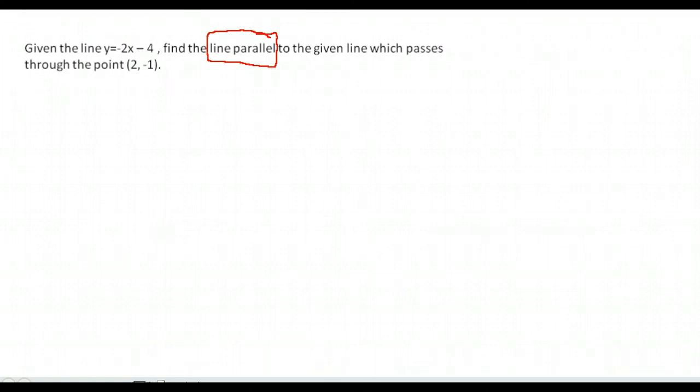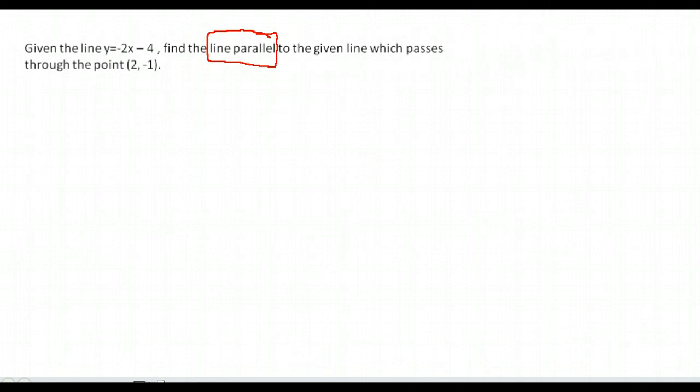So the only reason we needed, it says given the line y equals negative 2x minus 4, the only reason we needed that equation was so we would know what the slope of this new line is, because what they're actually asking us is to find the line parallel to that passes through (2, negative 1). So again, the only reason we needed that first equation is to steal the slope. Parallel lines have equal slope.